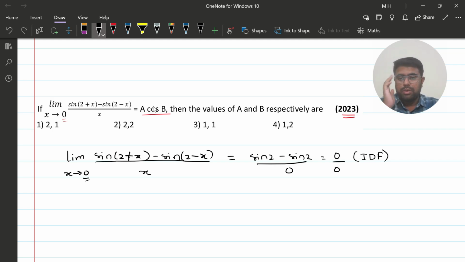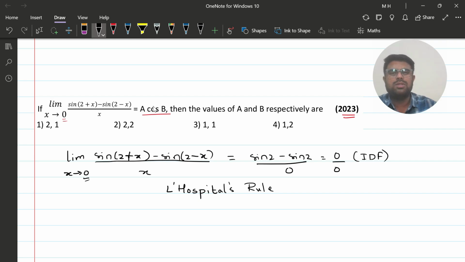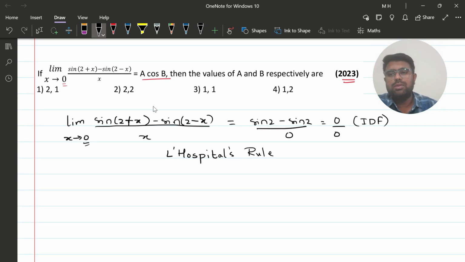So what we will do in this case is we will use a rule known as L'Hospital's rule. It is also called as the L'Hopital's rule. Okay, it depends on you how you pronounce it. So I'm going to just call it as the L'Hopital's rule. What will the L'Hopital's rule say?